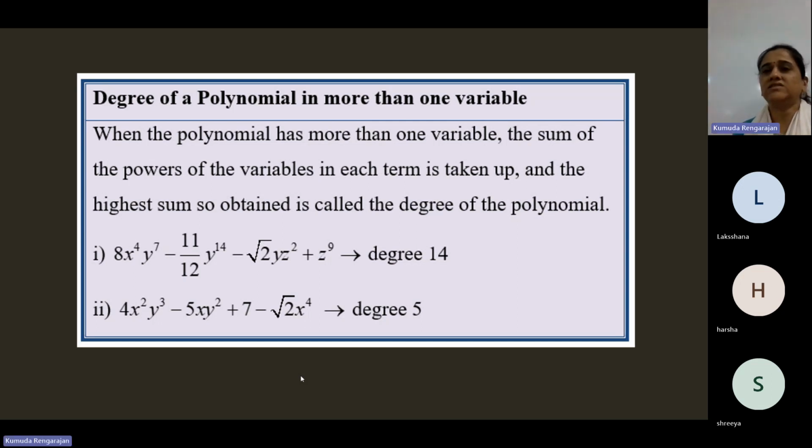Then classifying polynomials based on degree. If the highest power is 1, then the degree is 1, and it's called a linear polynomial. If the highest power is 2, the degree is 2, and it's a quadratic polynomial. If the highest power is 3, the degree is 3, and it's a cubic polynomial. If the highest power is 4, the degree is 4, and it's called a biquadratic polynomial. Highest power is the degree, and from the degree, you can give the name of the polynomial.